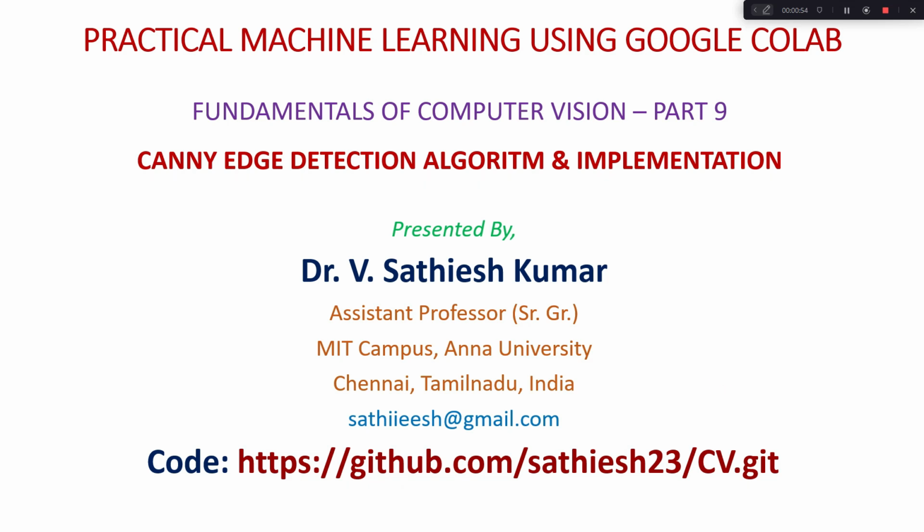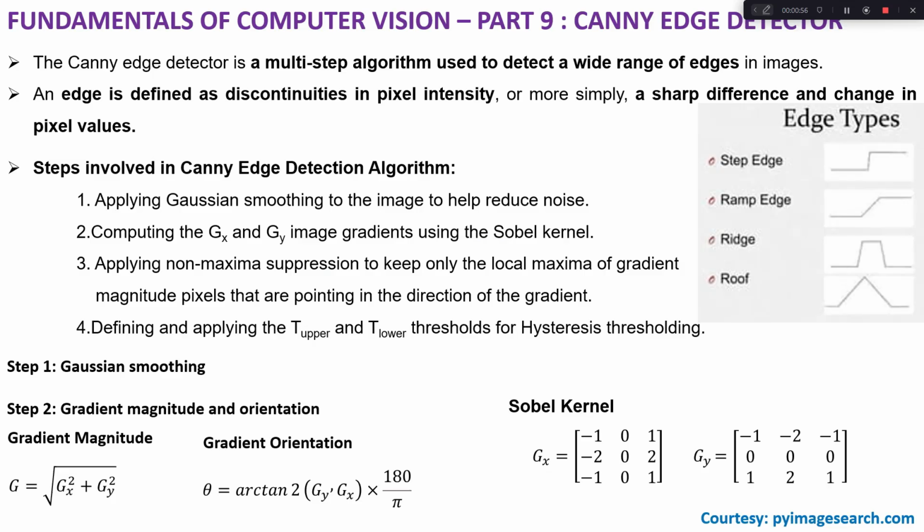Let us start with the Canny edge detection algorithm. As I earlier pointed out, the Canny edge detection algorithm is used to detect a wide range of edges. So what do we mean by an edge? A change in intensity, a discontinuity in the pixel intensity, or a sharp difference and change in pixel values is termed an edge. There are different types of edges which can be identified by using this Canny edge detector. Some of them are detailed here.